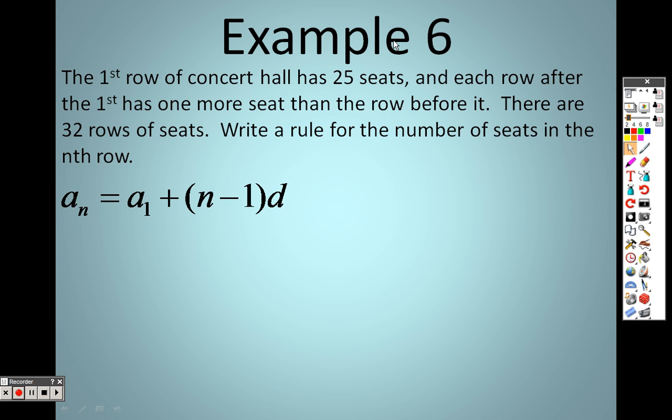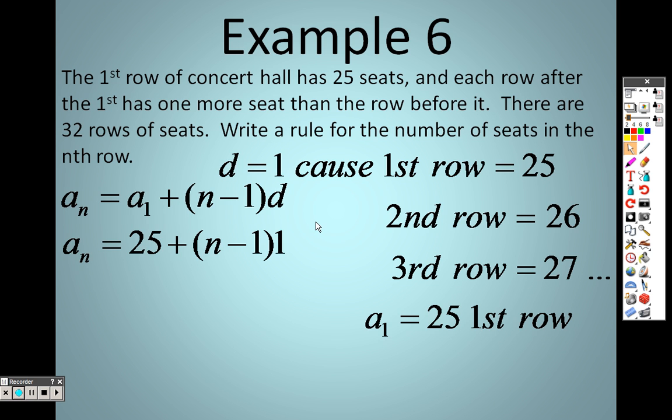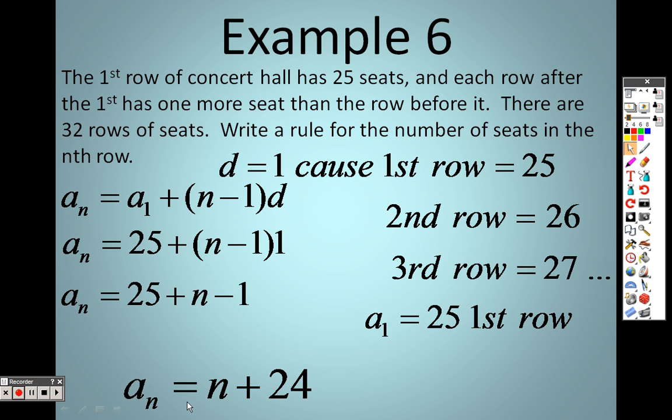A sub 1, what it starts with, is 25 seats, because the very first row has 25 seats in it. And I want to know what d is now. What's it going up by every single time? Well, it says we're adding one more seat to each row. So A sub 1 is 25, and d is 1 because that is what I'm adding, one seat to each row. So I distribute that through to get 25 plus n minus 1. So I end up with n plus 24.